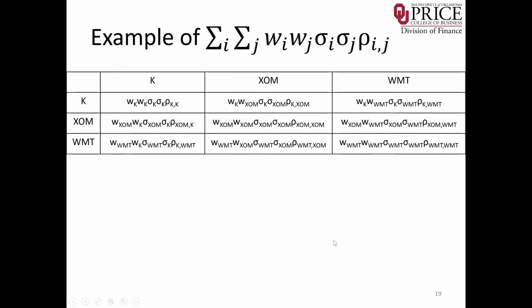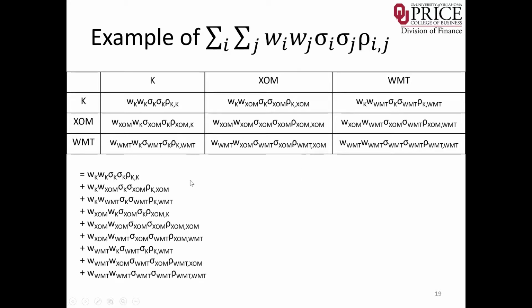Let's see how that would look in a table form. If we wanted every possible combination of our three stocks, that makes 9 possible combinations of stocks. And if we take each one's weight and standard deviation and the correlation between the two, then these 9 possibilities are all of those combinations. And we're going to sum that over all 9 possible combinations. And if we add those all together, we get something that looks like this. This is just the result of each of the 9 boxes above added together.